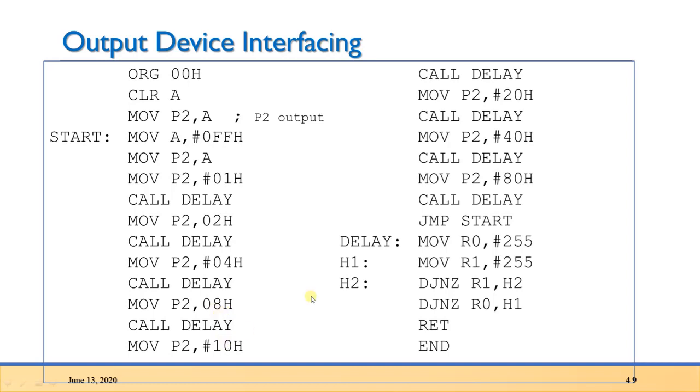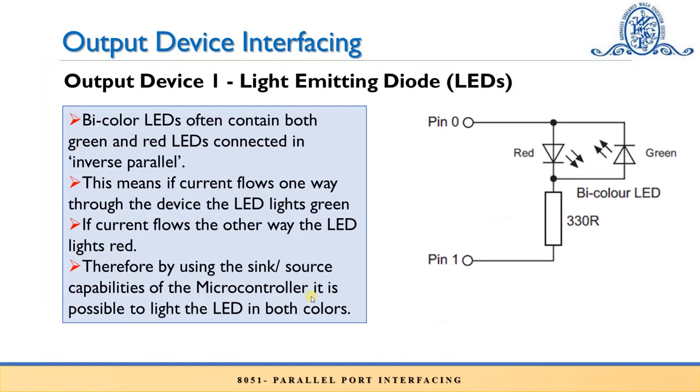So alternately the LEDs will keep on glowing, and depending on the arrangement of the LEDs in the string, either the LEDs will glow from right to left or left to right. So this is how the program is written. You can say it is the dancing light LED program.